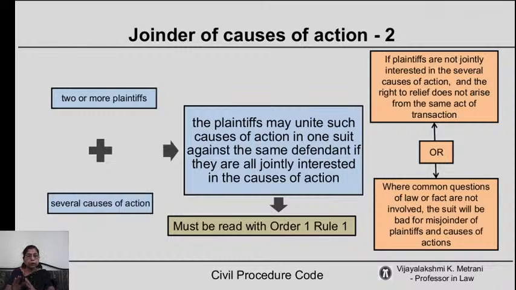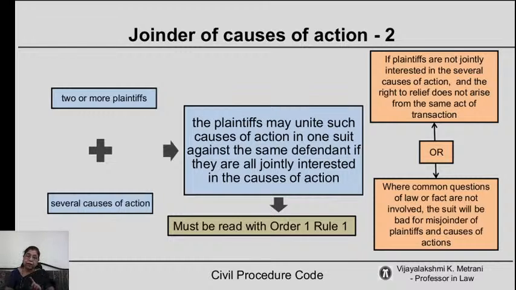Again, when it comes before the court, the common questions of law or fact will come into evidence. That is, what was the contract, what are the terms of the contract. The contract is the same for all the people who apply for houses in the Housing Board. So common questions of law and common questions of fact are put before the court. Therefore it is a case where the plaintiffs may unite all the causes of action of all the plaintiffs in one suit and sue that one defendant, the Housing Board. You get that? So this can be done.